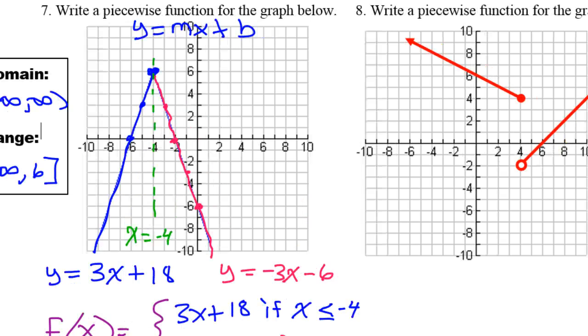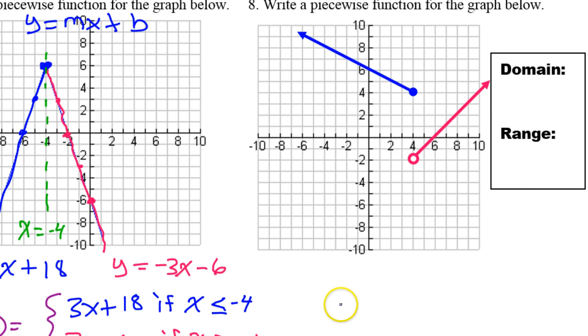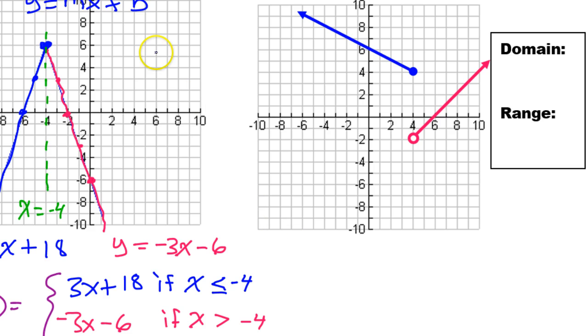Now, let's take a look at number 8, where we will write a piecewise function for this. Let's see, I'm going to change the colors. So, I'm going to need an equation for the blue piece, and I'm going to need an equation for the red piece. Alright, I'm going to get my little function going and do it right from the start.